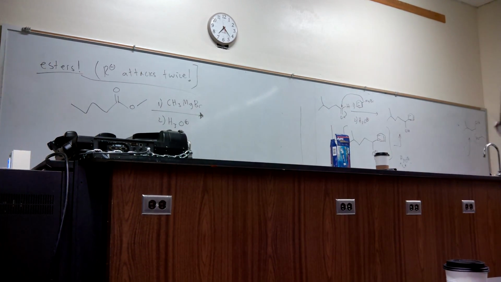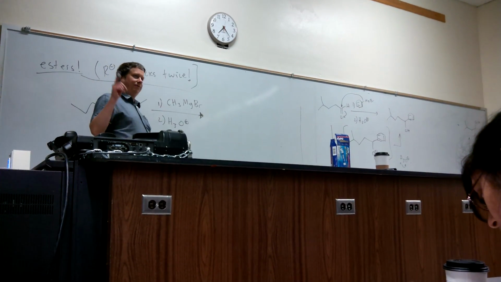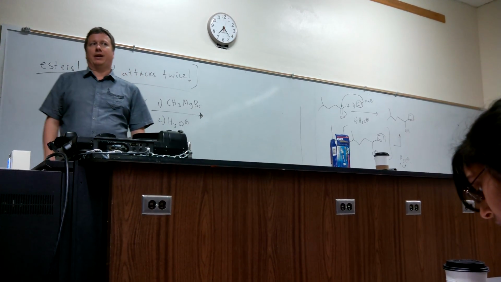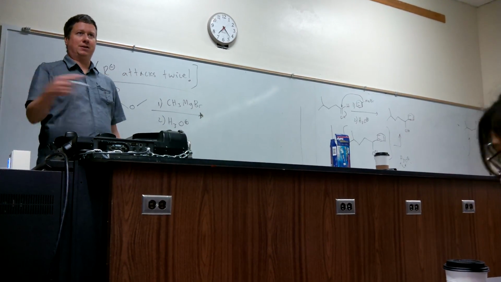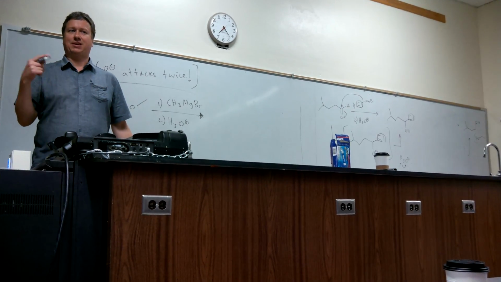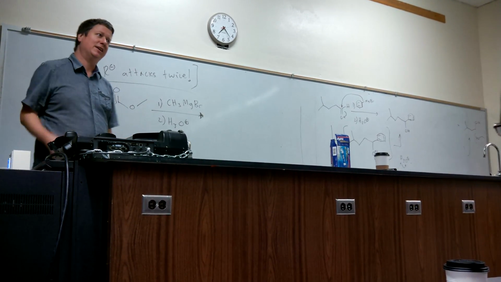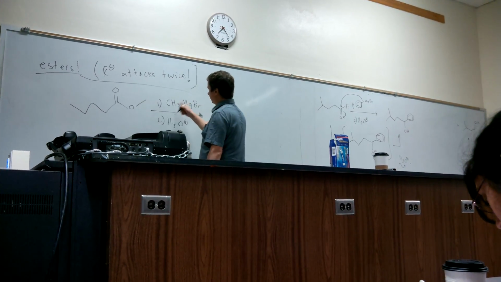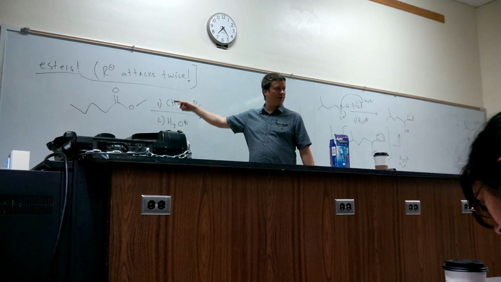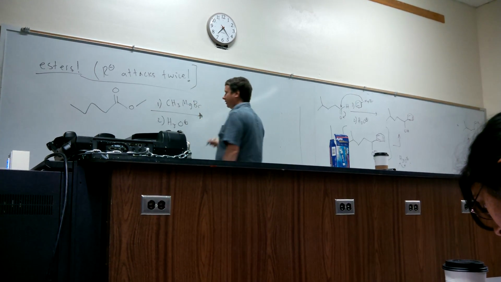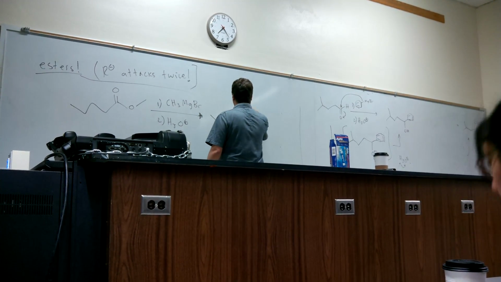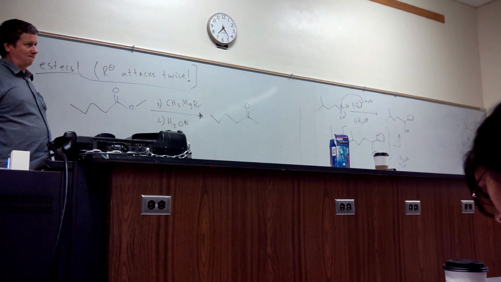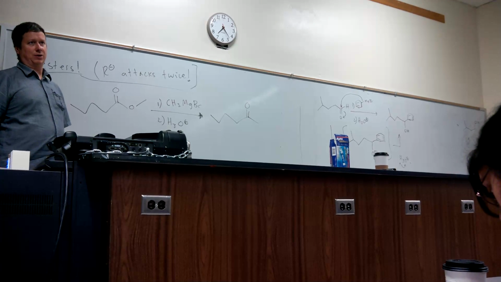Methyl Grignard. So, kind of like, remember with lithium aluminum hydride, how H minus attacked twice on esters? Well, in this case, R minus attacks twice. So, you attack once and you attack twice. The first time it attacks, so we have a methyl Grignard, CH3MgBr, it makes a methyl ketone. So it attacks once, it attacks twice.